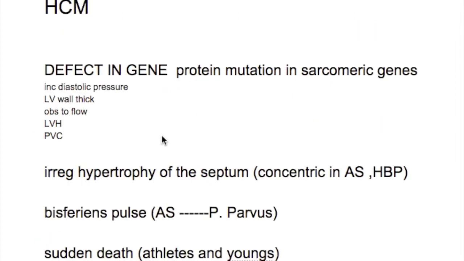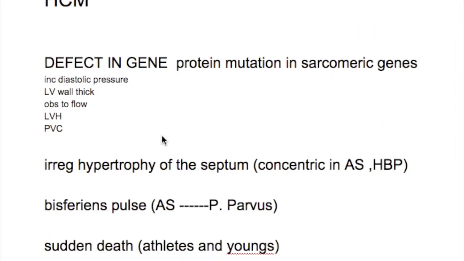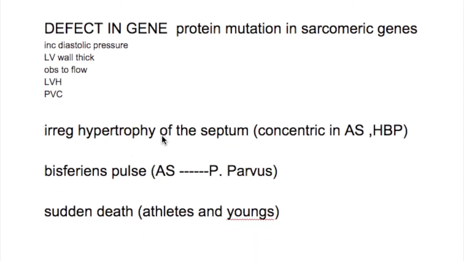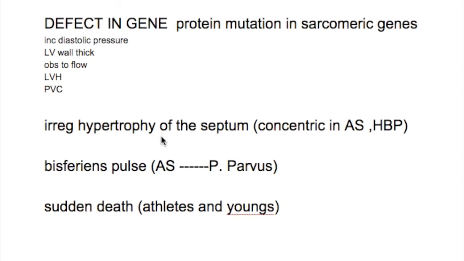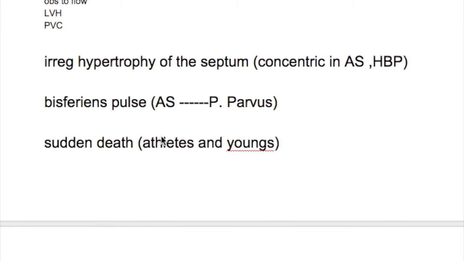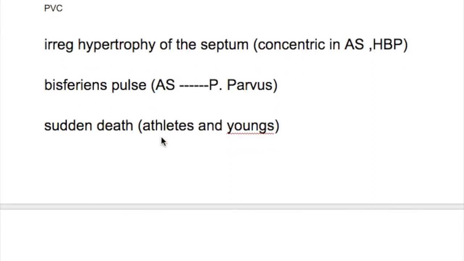What is the cause of hypertrophic cardiomyopathy? It is due to a defect in gene protein, mutation in sarcomeric genes. What about the septum in hypertrophic cardiomyopathy? There is irregular hypertrophy of the septum.